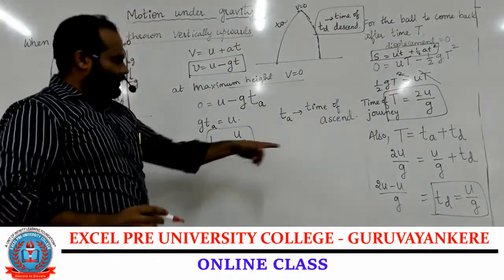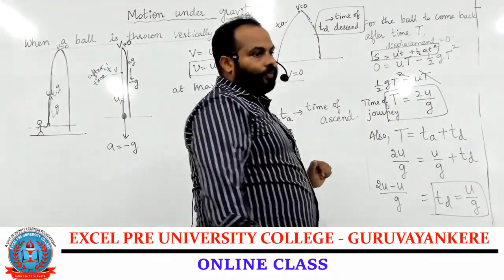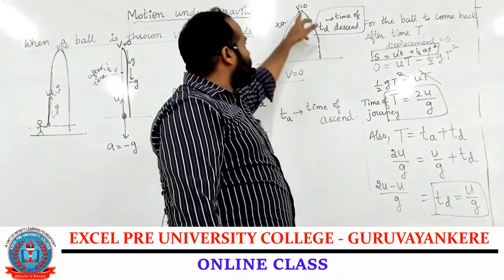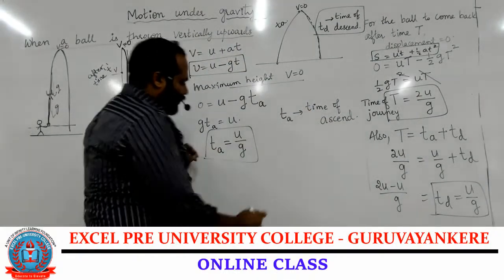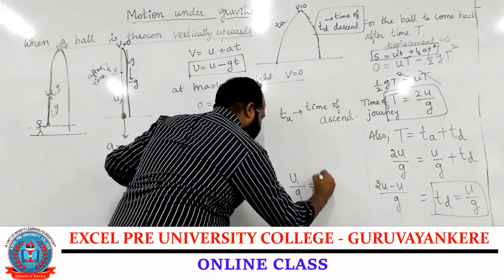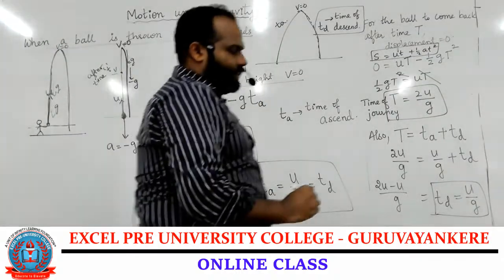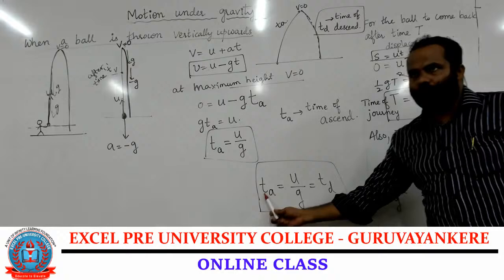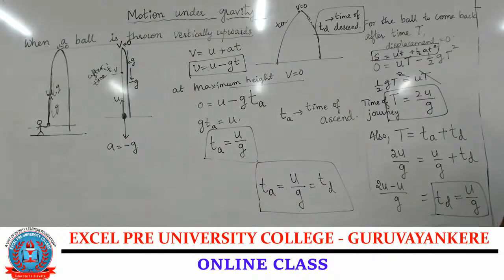Now if you observe, time to go up and reach maximum height, and from maximum height time to come down to the ground, is the same. That is, time of ascent is u by g, which should be equal to time of descent. Very important result. Total time of the journey is either 2 times the time of ascent or 2 times the time of descent. Is that clear?